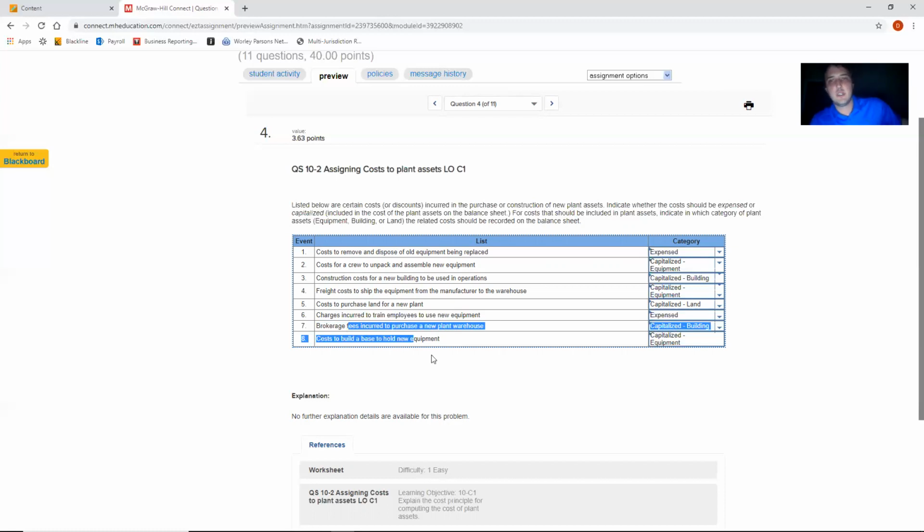Brokerage fees incurred, so that goes into the purchase price of an asset. So we're going to capitalize that. And if we're building anything that's increasing the value, we're going to add to it. Okay, those are good hints.